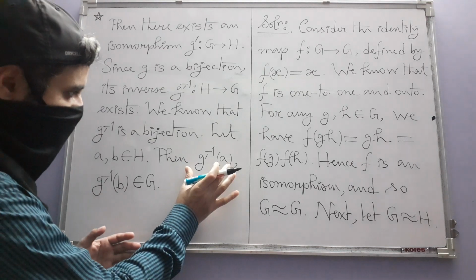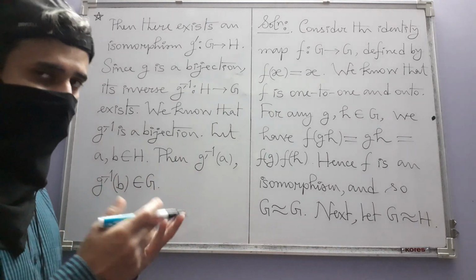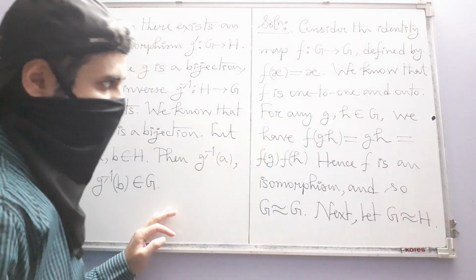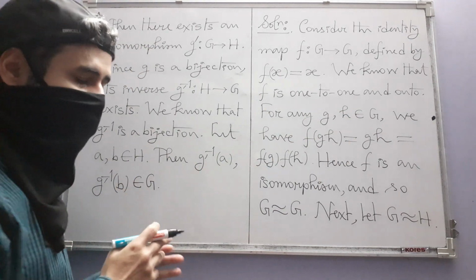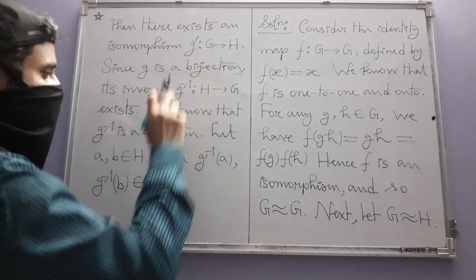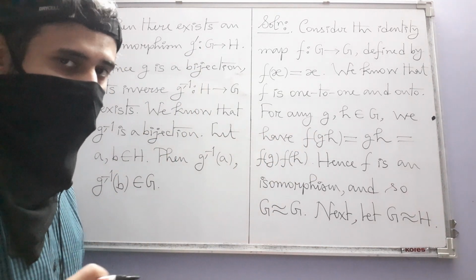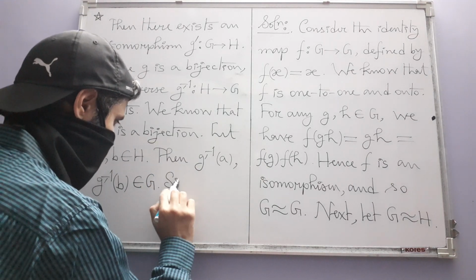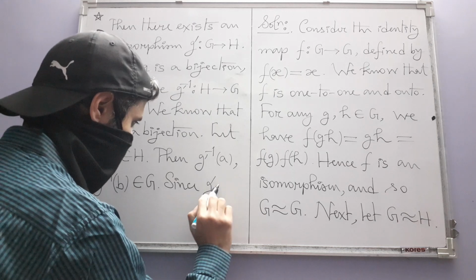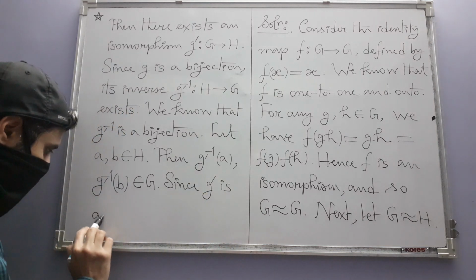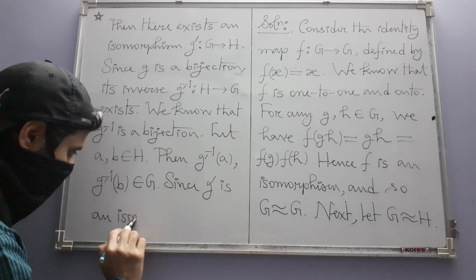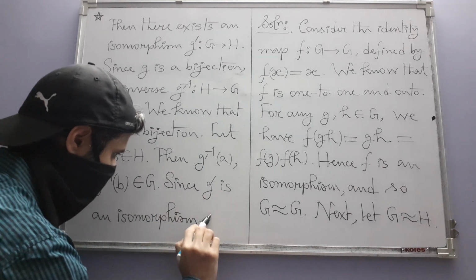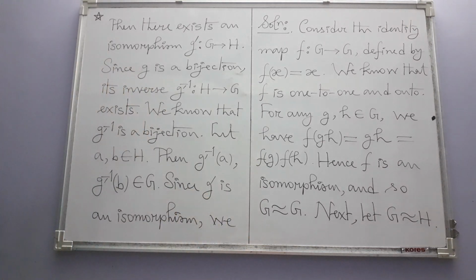Now you consider these two as elements. Well, they are elements of G, but now you consider them in place of g and h, and use the fact that g prime itself satisfies one such condition because it is an isomorphism. Since g prime is an isomorphism, so we have this.